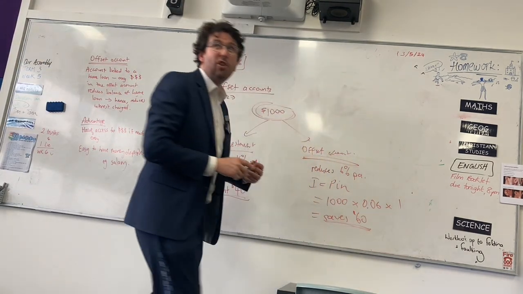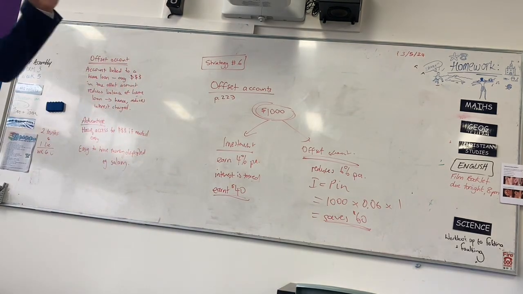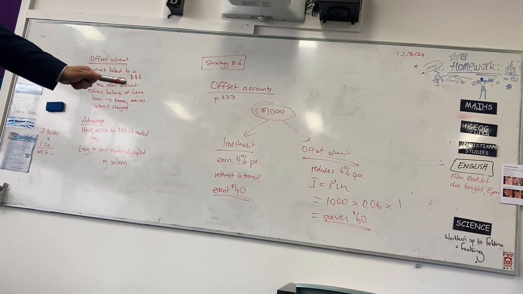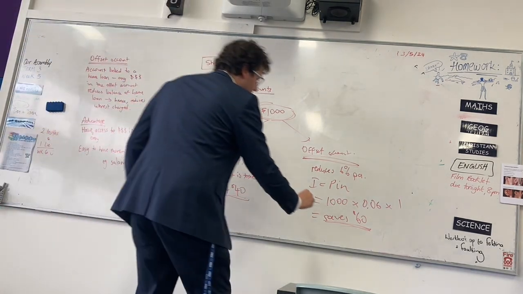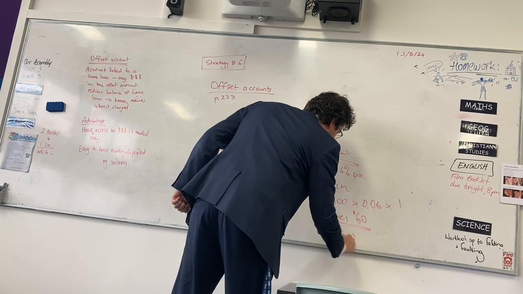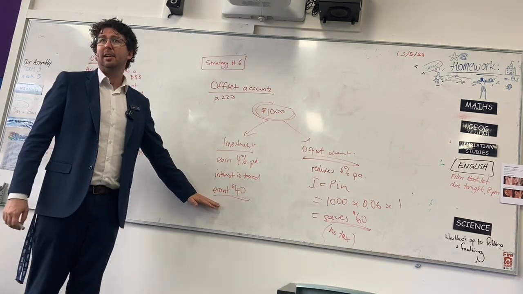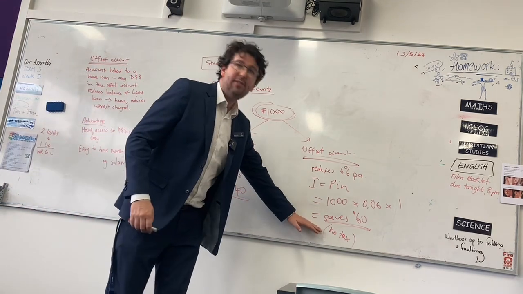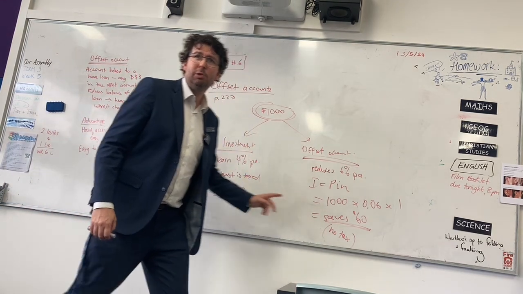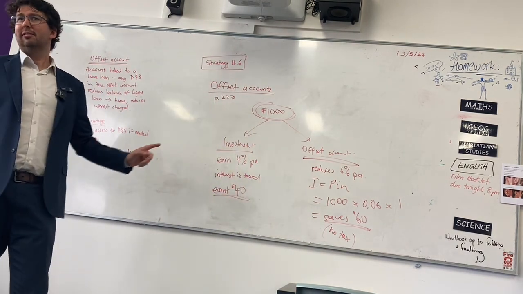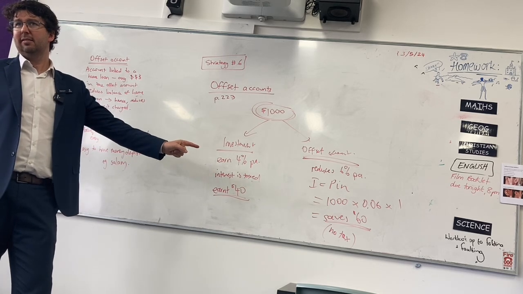So it's going to save you $60 of interest, and that is tax-free. You don't pay any tax on it. So would you rather earn $40 and have to pay a bit of tax, or save $60? Which would you rather out of these two? I'd probably prefer option B.